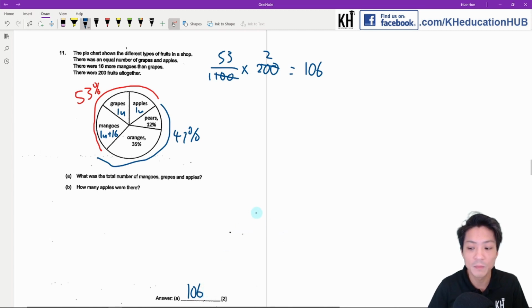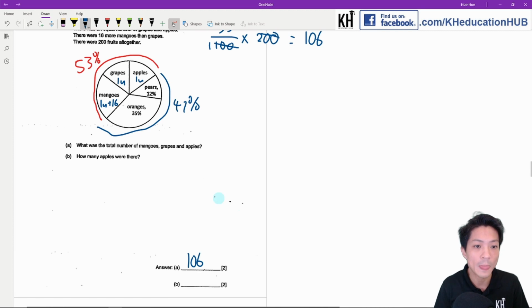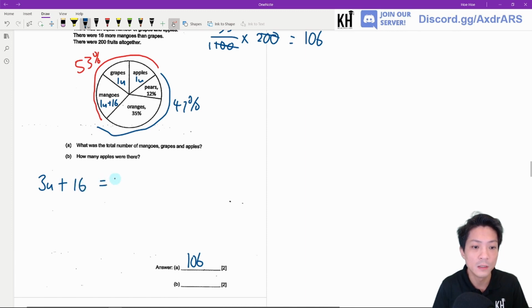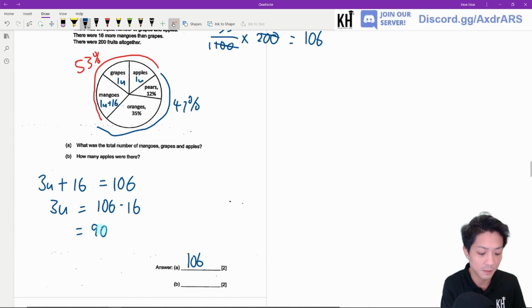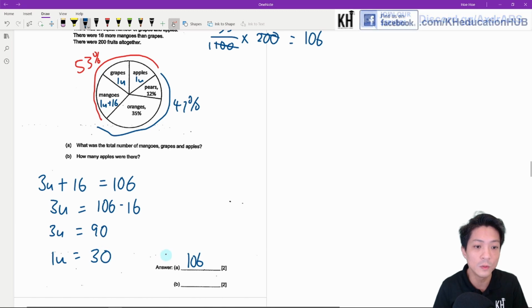For part B, how many apples were there? We know that now 3 units plus 16 is equal to 106. So 3 units is equal to 106 minus 16, which is 90. 1 unit is equal to 30, and 1 unit is equal to the number of apples.